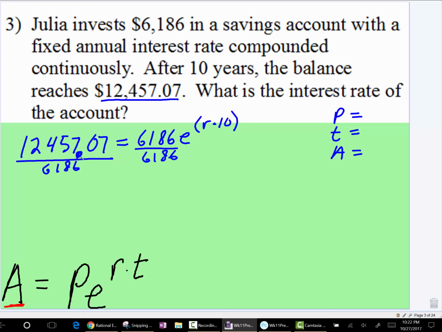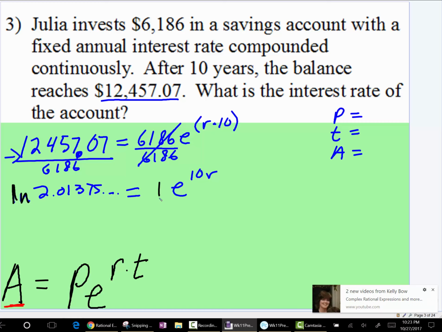So in the calculator, 12,457.07 divided by 6186, enter. I'm going to store that again. This cancels, leaving e to the 10r, and this side over here equaled 2.01375... Again, we're going to have to take the natural log of both sides.